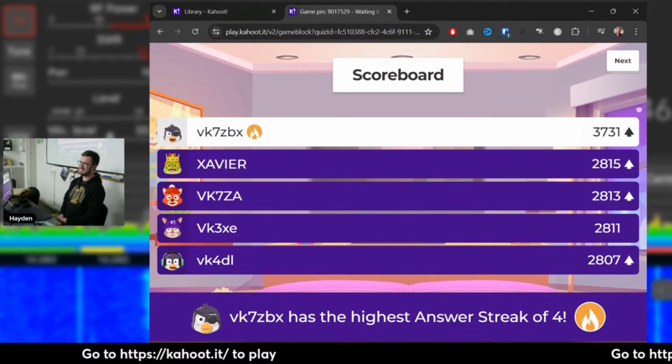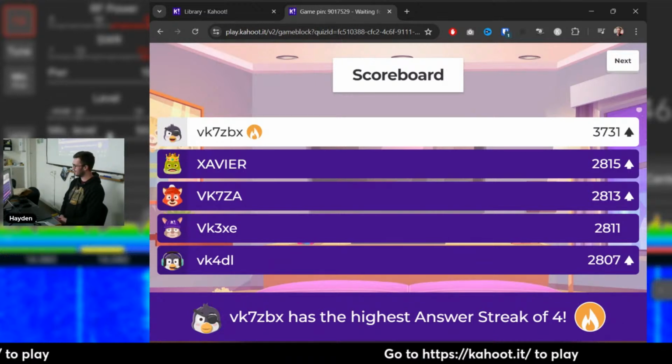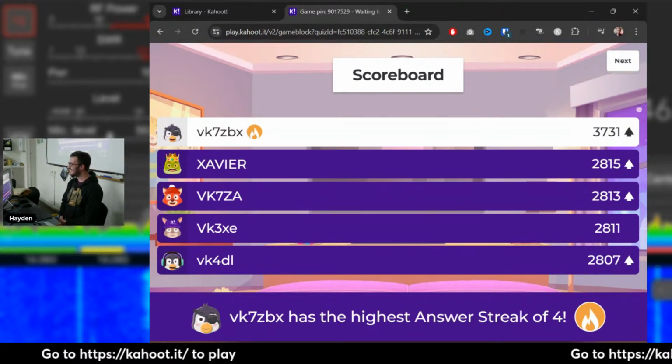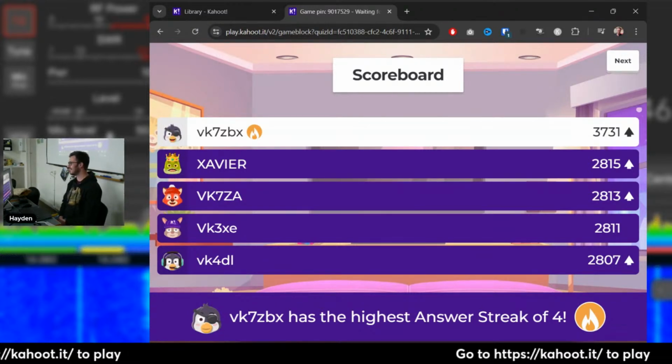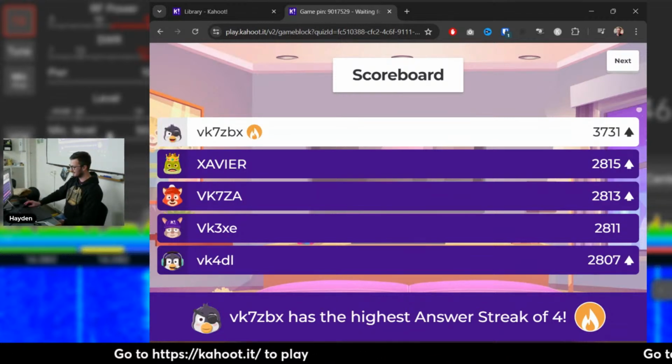Tricky, up in first place, and 900 points ahead at the moment. Xavier doing well in second. VK7ZA in third, VK3XE in fourth, VK4DL in fifth. Tricky has the highest answer streak of 4 in a row. He knows his radios.